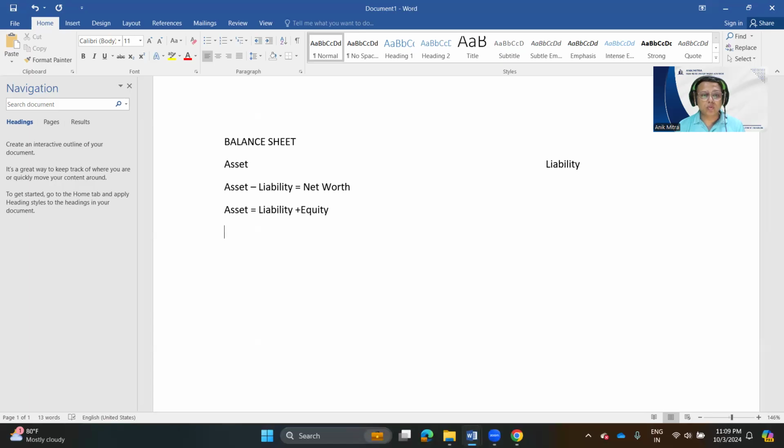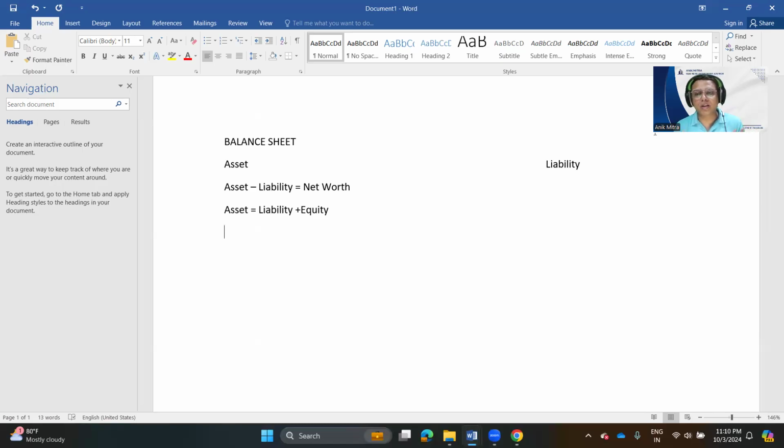So this equity, as I have already mentioned, asset minus liability is net worth. And now again, I'm saying asset equal to liability plus equity. That means equity is equal to your net worth, right? Equal to one company's net worth. So the terminology can be used alternatively, equity or net worth, right?